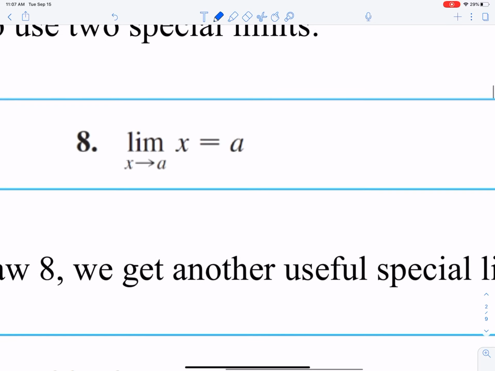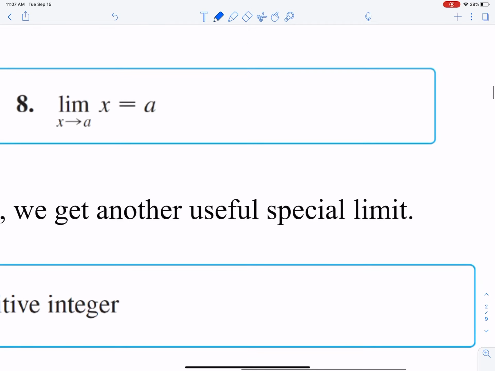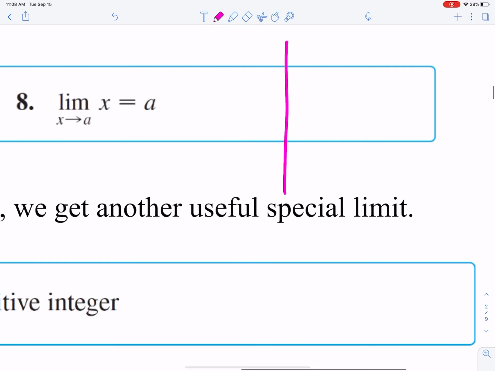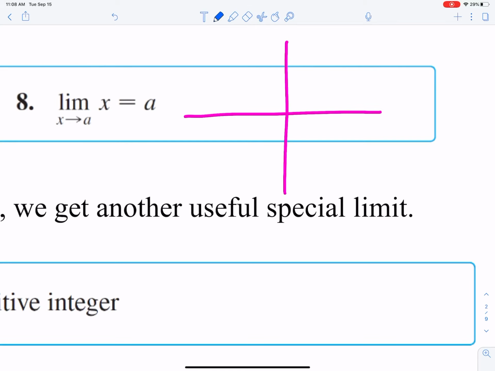Number 8, the limit as x approaches a of the function x equals a. And you're like, what the heck? How did that happen? Well, again, let's graph it. So here we go. There's a graph. So y equals x, or f of x equals x. That's the function we're graphing here. That's a slope of 1 with a y-intercept of 0. So it's a 45-degree line, right?